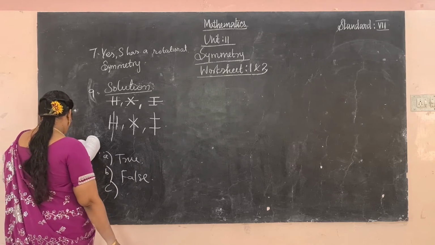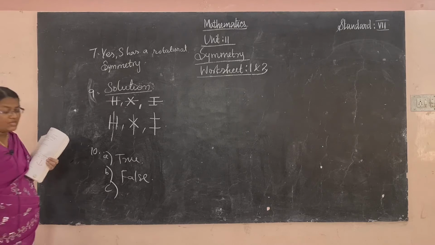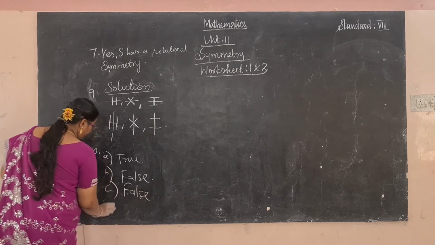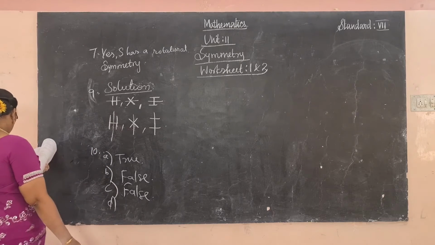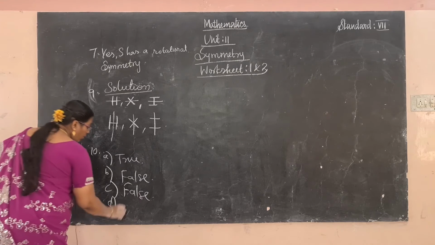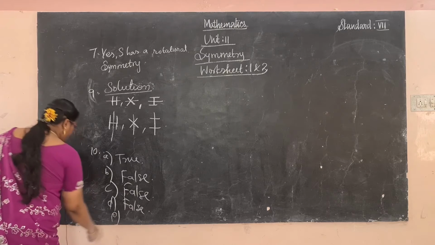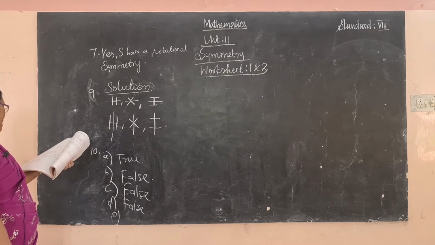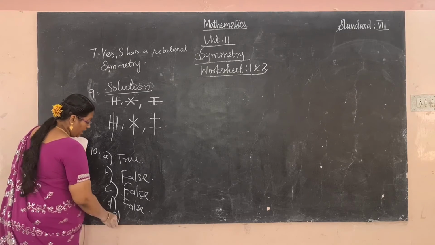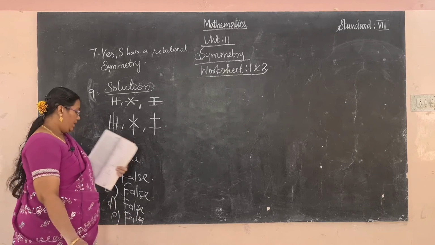C: a parallelogram has 2 lines of symmetry. It has no line of symmetry, so it's also false. D: a scalene triangle has 3 lines of symmetry. It has no line of symmetry, so the statement is false. E: a circle has 4 lines of symmetry. That's also wrong; it has an infinite number of lines of symmetry, so the statement is false. Okay, that's it.